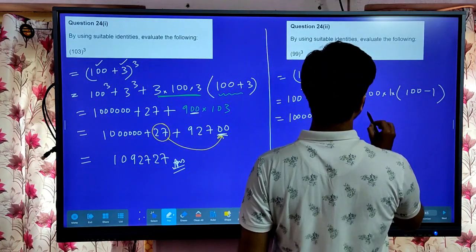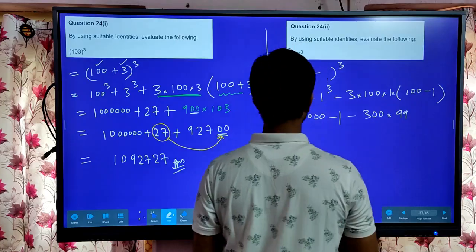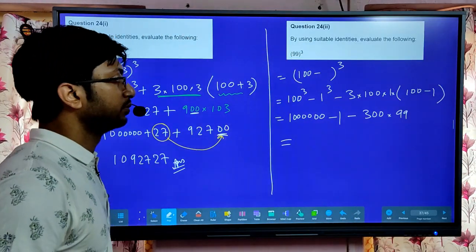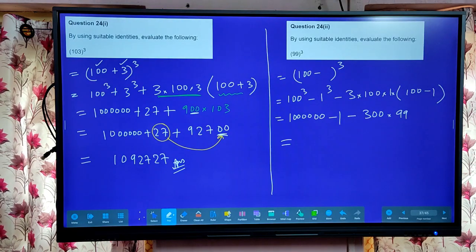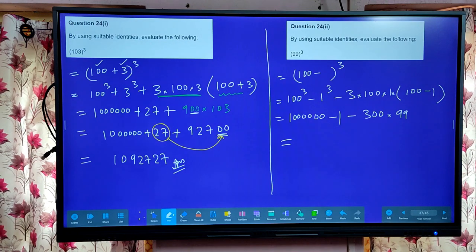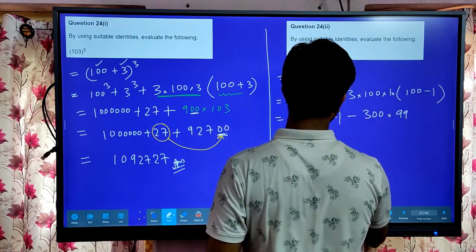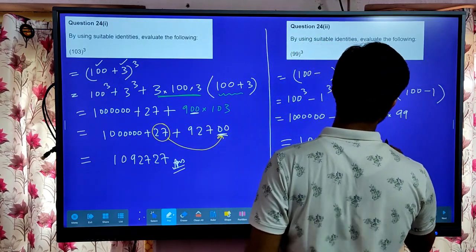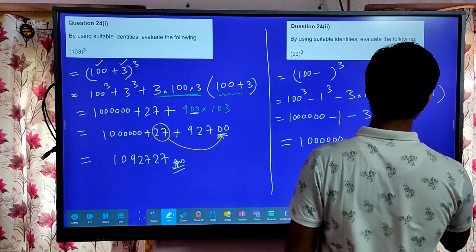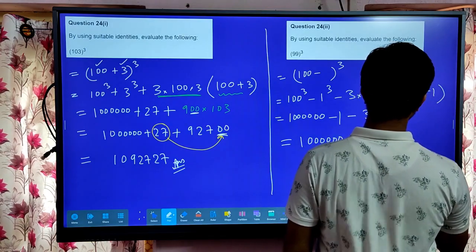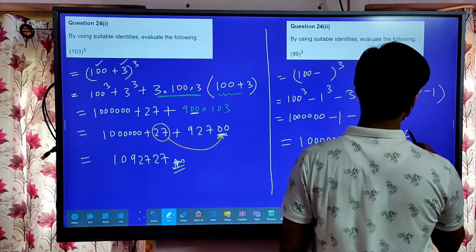Minus 3 into 100 is 300. 300 into 100 minus 1 is 99. So it will be 3 into 100 into 1 into 99. It will be 300 into 99. So it will be 29700, this portion. So this portion is 6 zeros minus 1 minus this 99 into 3. 9 3s are 27, 3 9s are 27, and 0 0.